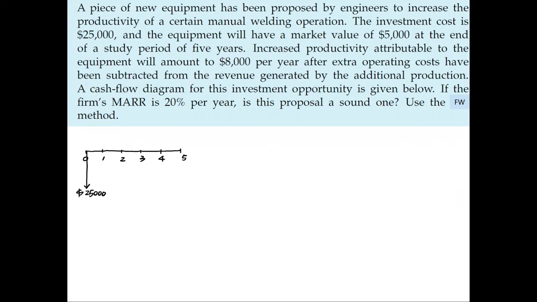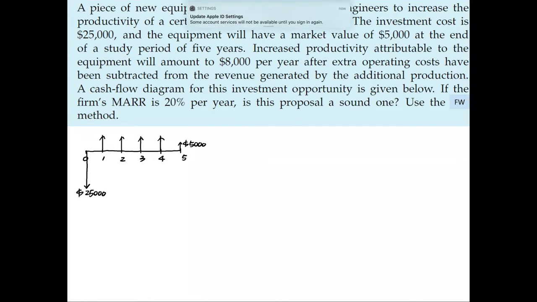The arrow is going downward. And every year you're going to receive, okay, so at the end of the 5th year, you're going to sell it at 5,000, so that's one of your incomes at the end. So it's 5,000, a shorter arrow going up. And then every year you're going to have a net profit of 8,000. So you're going to have some annuities going on this timeline.